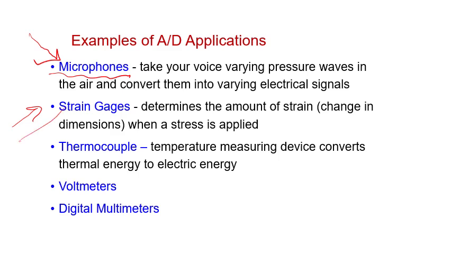Similarly for the strain gauge, and similarly for the thermocouple, which is again a sensor. A thermocouple is a temperature sensor. Voltmeter, as I explained in the previous slide, or digital multimeter is the same idea. If it's digital, we need an analog to digital converter. Keep in mind that a voltmeter is the device which measures the voltage only. A multimeter measures voltage, current, resistance, and many other things.